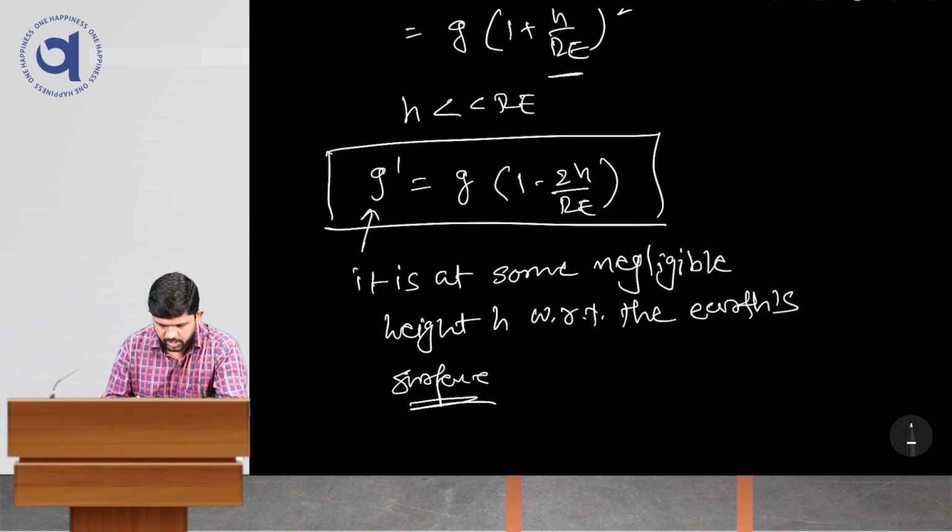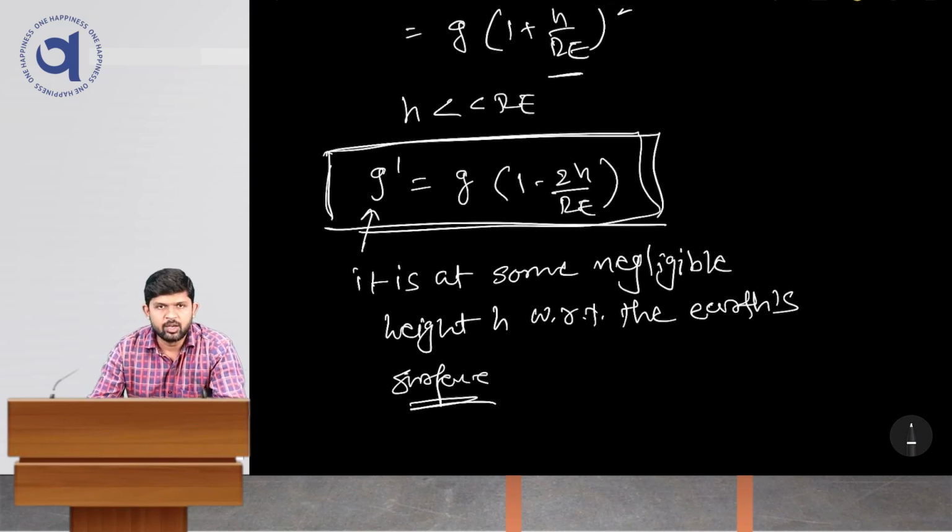Let me tell you, this is a very important equation from the exam point of view, as well as from the competitive exam point of view, as well as for 1 mark questions. We have to remember how the gravitational acceleration changes with respect to height: the original g into the bracket (1 minus 2h by re). Again let me repeat, this is a very important equation.